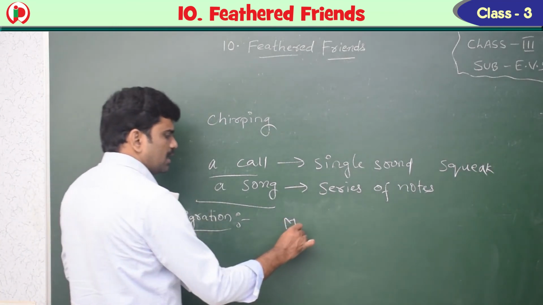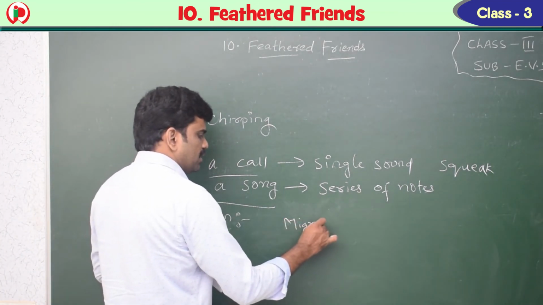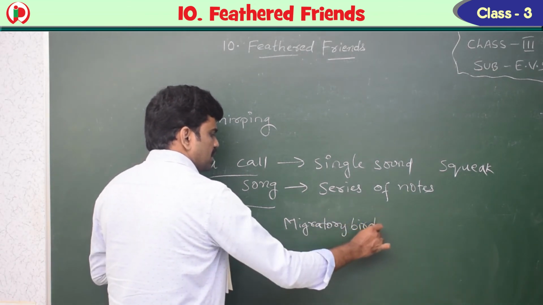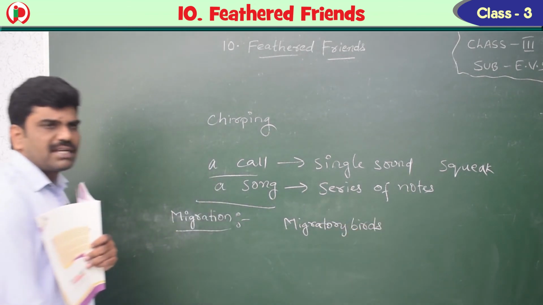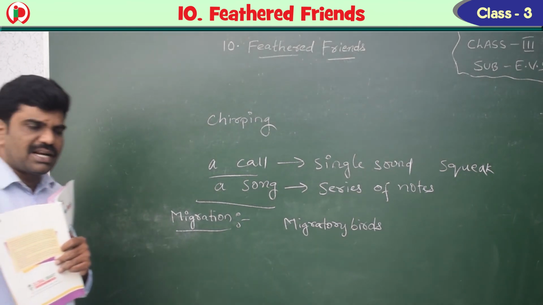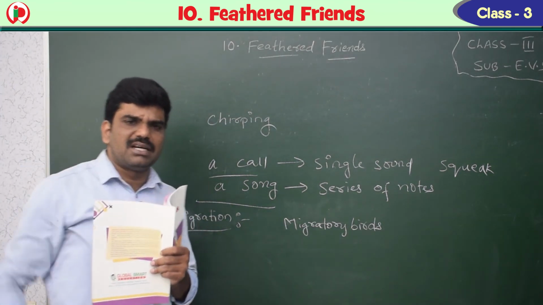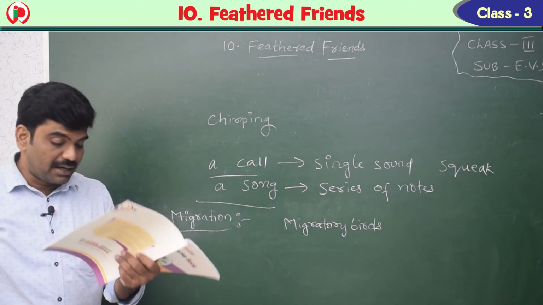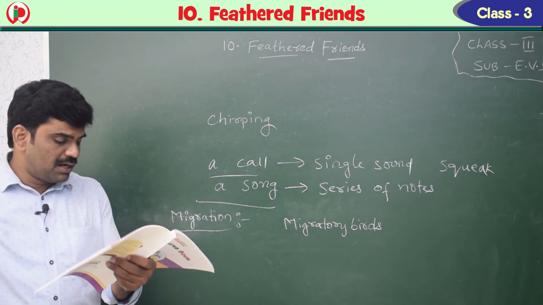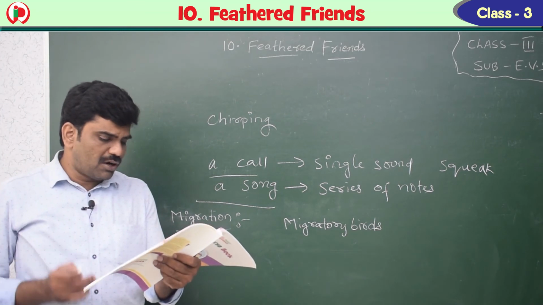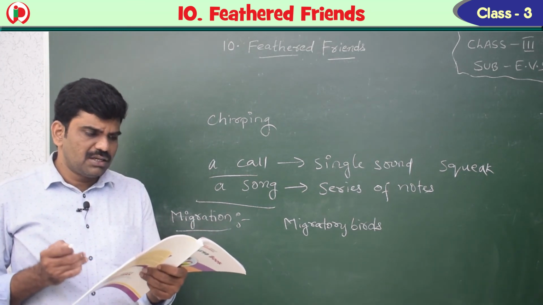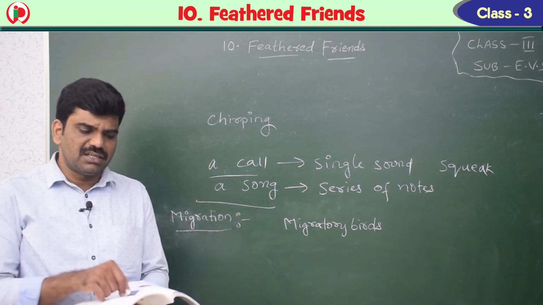What are migratory birds, children? Some birds, in order to escape the winter, travel to warmer places. Such birds are called migratory birds. Some birds also move due to shortage of food or to reproduce. This is the movement of birds every year when the season changes.